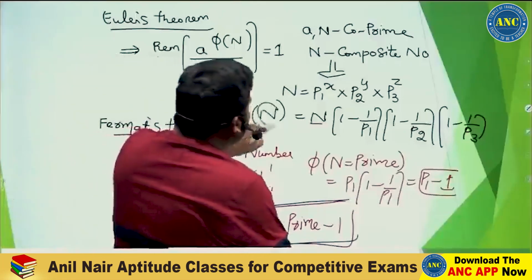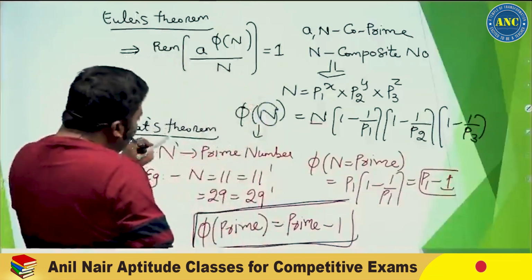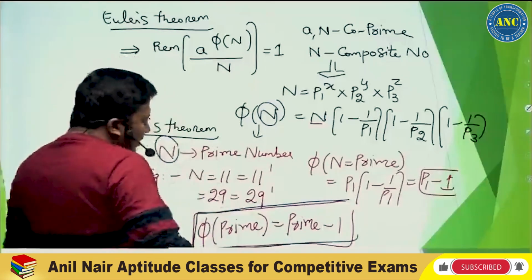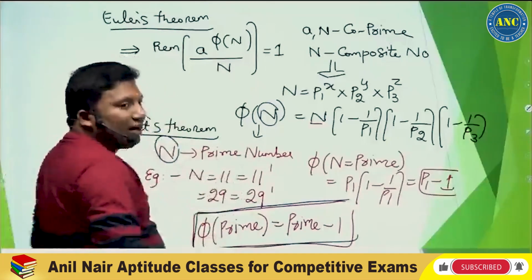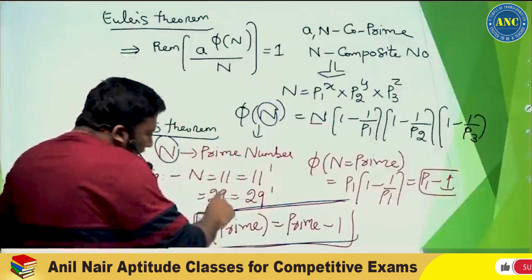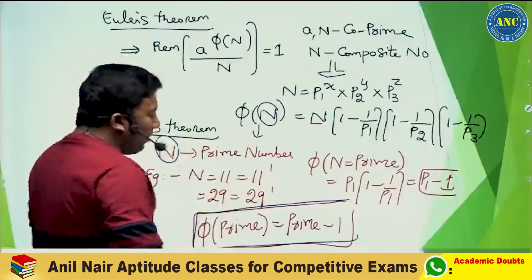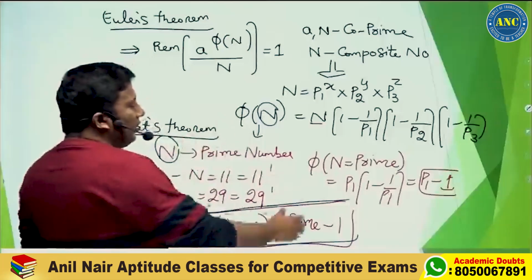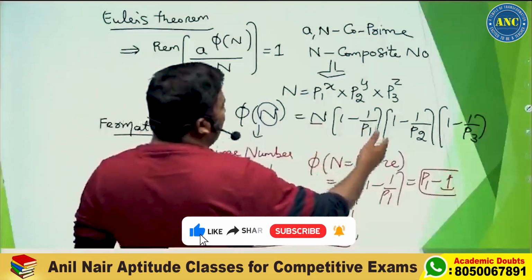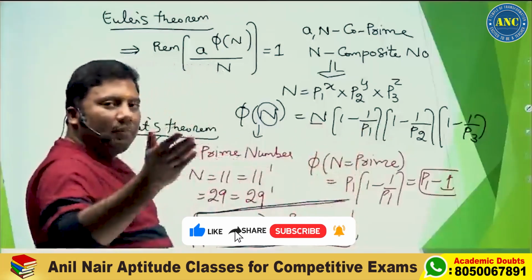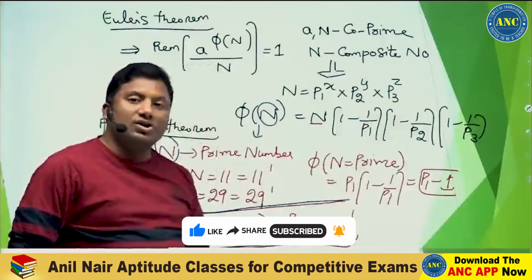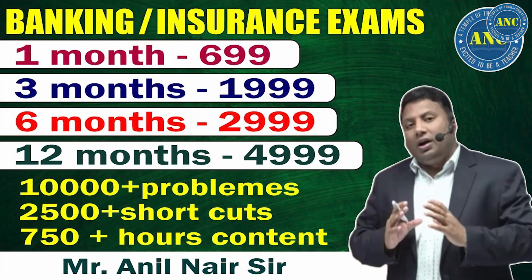Here the N is a composite number. Here the N is a prime number. Any prime number can be written as a single power. 11 can be written as 11 power 1. 29 can be written as 29 power 1. So P1 can be written as P1 power 1. So it is nothing but P1 into 1 minus 1 by P1. P1 cancels. The answer is nothing but P1 minus 1, where P1 is a prime number. Very, very important key point.